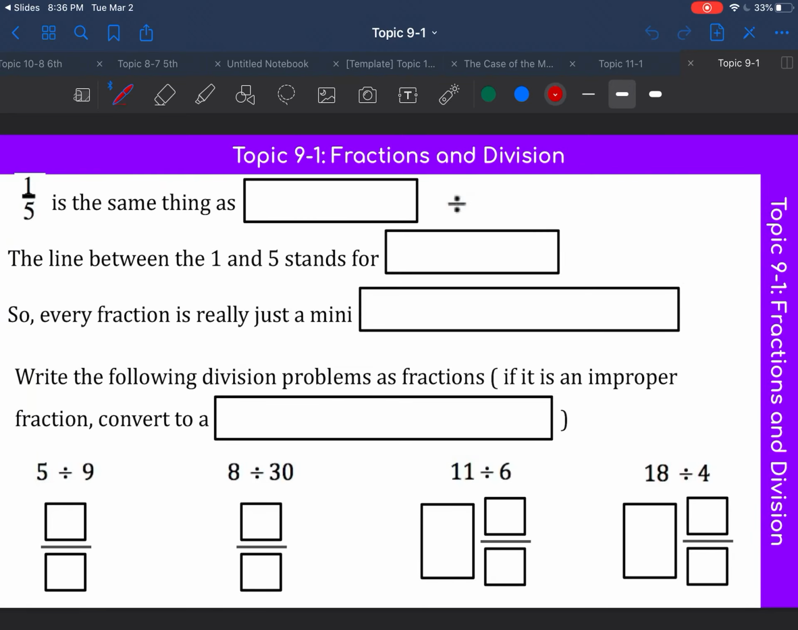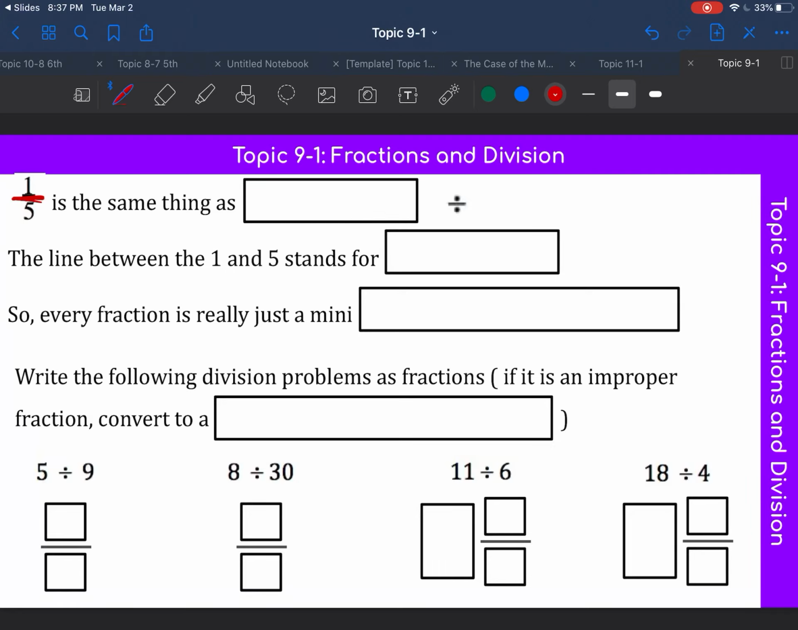Fifth graders. So today we are beginning a new topic. It's called Topic 9, and it's all about division and fractions. Now, this lesson honestly should be a little bit familiar to you guys because when we were talking about fractions, when we were adding them, subtracting them, and multiplying them, we pretty much already talked about this. And basically, what we talked about is what this line stands for.